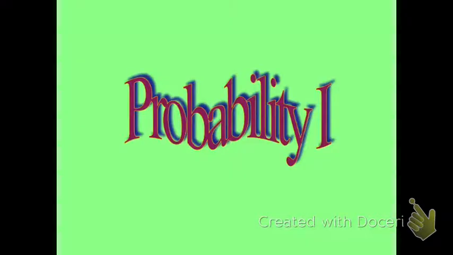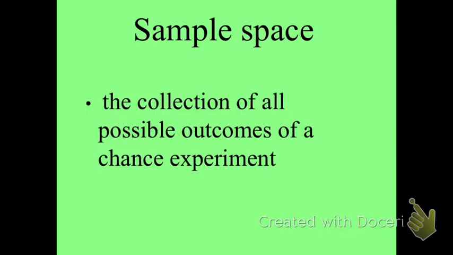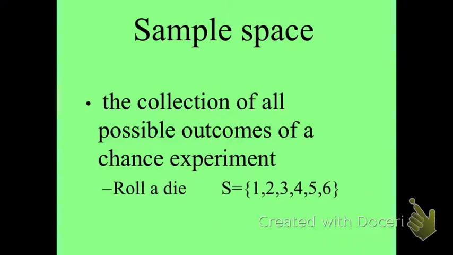Okay, so the next part of this is learning about a little bit of vocab, and then we'll talk about Venn diagrams and just some symbols and things. So first thing is a sample space. Sample space is the collection of all possible outcomes in a chance experiment. So for example, if you roll a die, your sample space, all of the possible outcomes, would be 1, 2, 3, 4, 5, and 6.